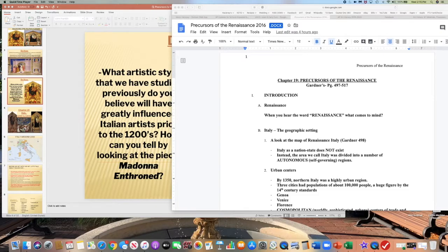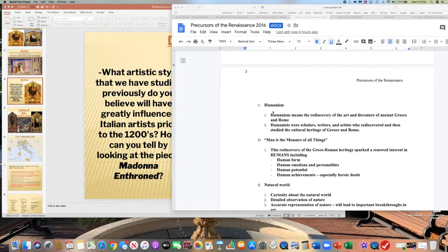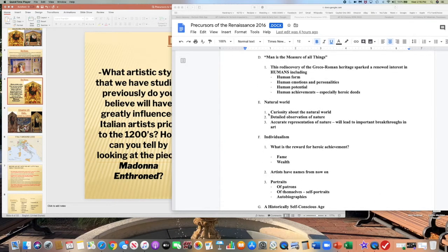We've looked at it in France, Germany, England, and Spain. So the Middle Ages in Italy is also called the Precursors to the Renaissance. It's chapter 19 in your book. Make sure you take a look at the first page and a half of the note packet that I posted. You probably want to print that out if you don't already have it.